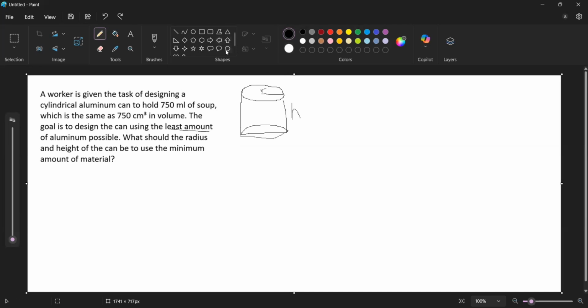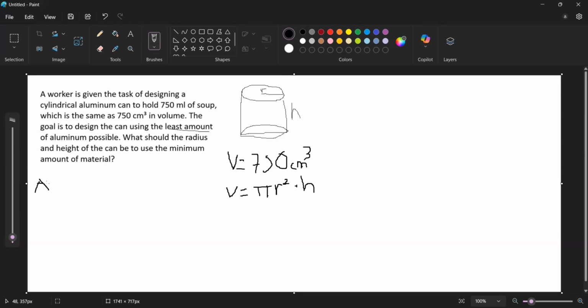So we know that the volume of the can must be 750 centimeters cubed. And to find the volume, we have a formula, which is the following. It is pi times radius squared times height. Now, we're also gonna need the formula for area, because that's gonna define how much aluminum we're gonna use in this occasion.